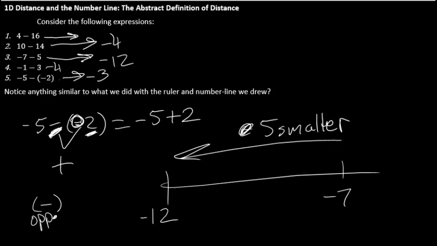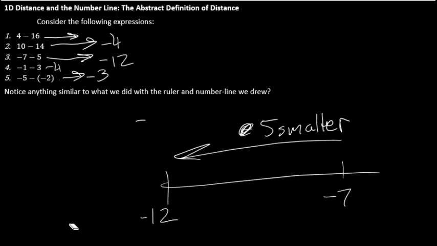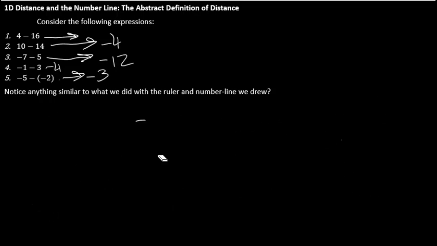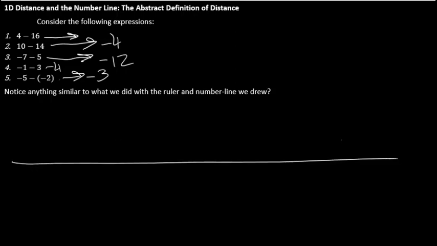So anything similar to what we did with the ruler and the number line that we drew. Anything similar. So let's try to relate that. So let's use our number line that we drew. So here we are at 4. Here we are at 16. Right? Or actually, I'm sorry. That shouldn't be 16. I don't know if I just didn't write it down or if I erased it, but our answer here was negative 12, right?